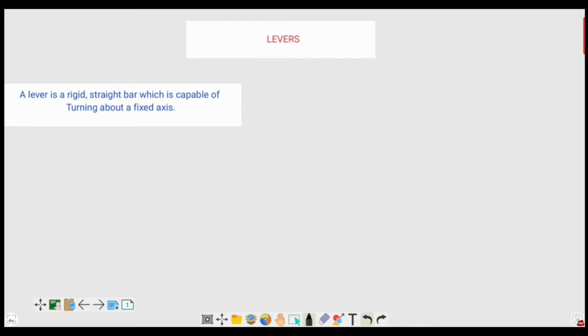Students, what are levers? Levers are the simplest kind of machines which we use in our day-to-day life. So let's discuss this part in detail. So what is a lever? A lever is a rigid straight bar which is capable of turning about a fixed axis. This axis moves over a fixed point, and that fixed point is known as the fulcrum.